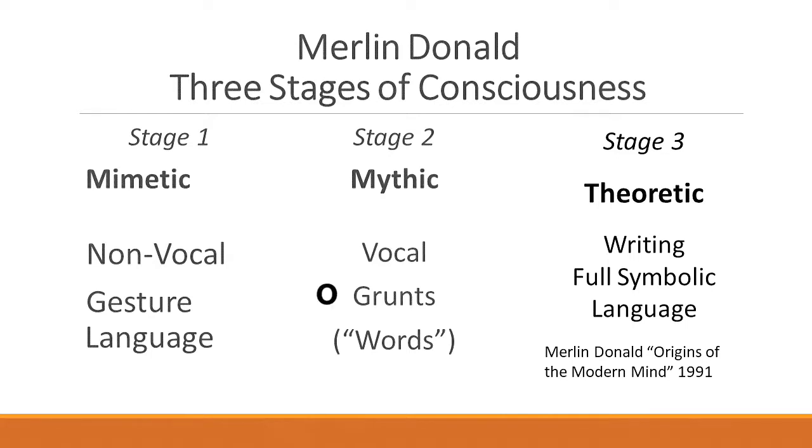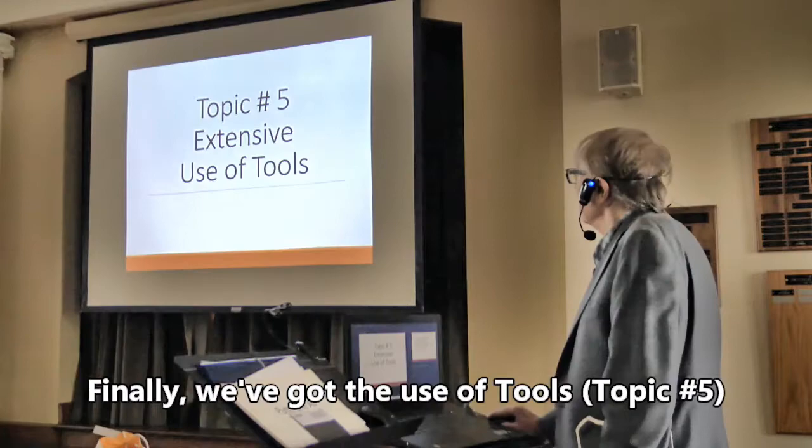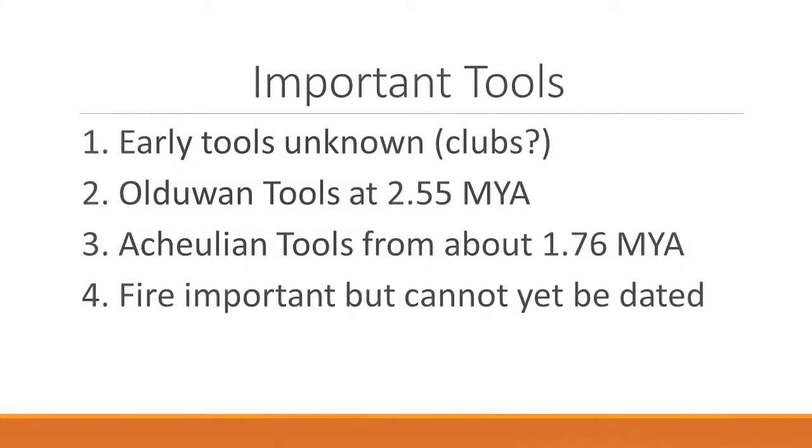Animals with small brains can learn to connect certain grunts with certain actions and meanings. Finally, we got the use of tools. And the important tools: there's the Oldowan tools, from 2.5 million years ago. Later, there's something called the Acheulean tools, about 1.76 million years ago, which feature hand axes. The tool we can't date is fire. We'll be talking about that a little today. And of course, there's a possibility that sticks and stones and clubs were used much earlier, but there's no fossil evidence of that.